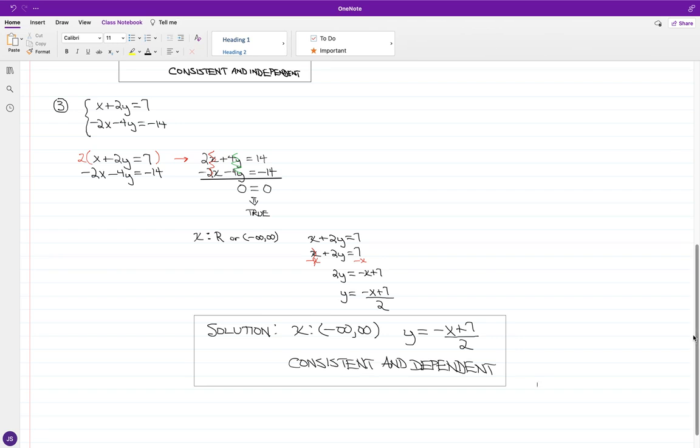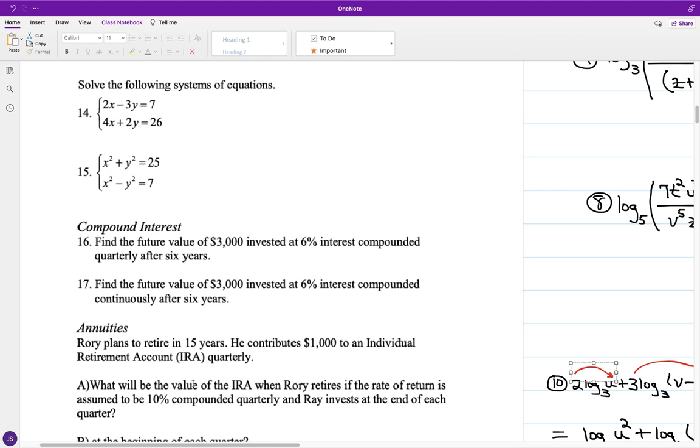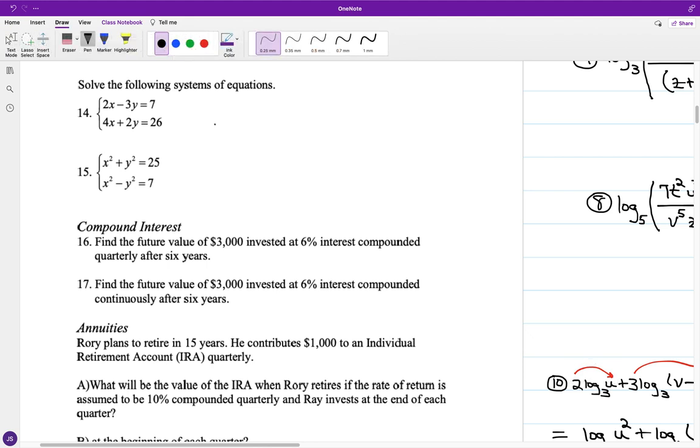Alright, so I just want to mention this for the classifications of systems of equations, numbers 14 and 15. Number 14 is a linear system, and 15 is a non-linear one. Again, with 14, we have 2x minus 3y equals 7, and the second equation, 4x plus 2y equals 26.